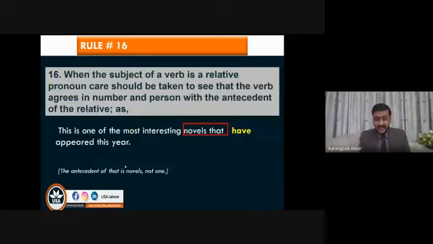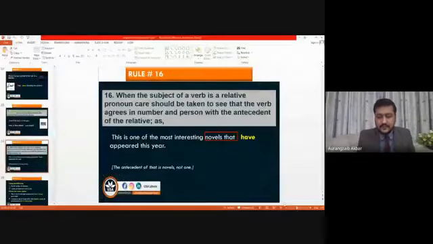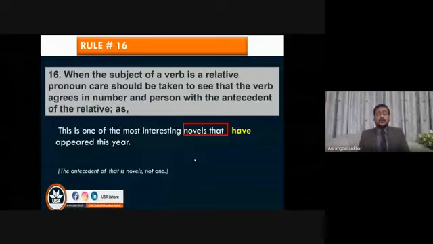Then rule number 16: when the subject of a verb is a relative pronoun, care should be taken to see that the verb agrees in number and person with the antecedent of the relative. So when we are using a relative, first of all we need to know what a relative pronoun is. A relative pronoun is a pronoun which helps to relate two clauses, one main and one dependent. It can relate the two clauses with each other.